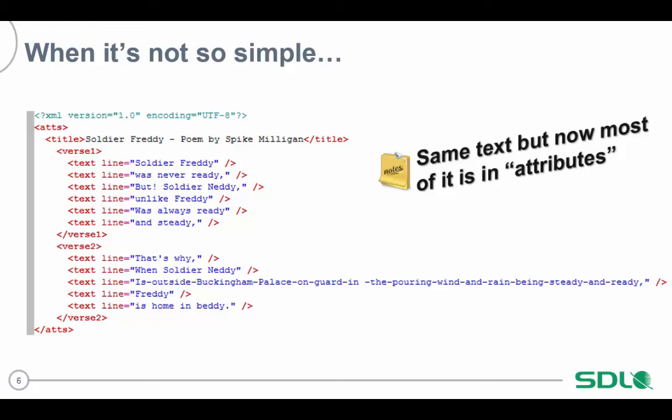Sometimes it might not be quite so simple as that, and very often you'll find that the translatable text has actually been put inside an attribute. So here we have exactly the same content for translation, but this time instead of being in the elements, most of it is in the attributes, the line attribute. And line attribute is not a standard term. This is just the name of the attribute that the developer has decided to put in, or in this case I decided to put in when I made this XML file.